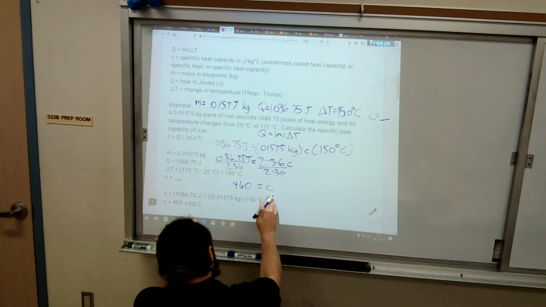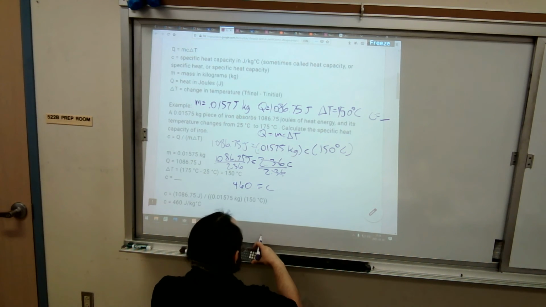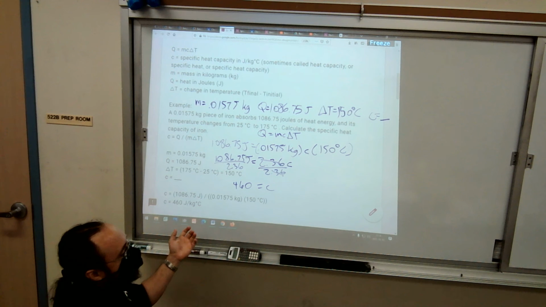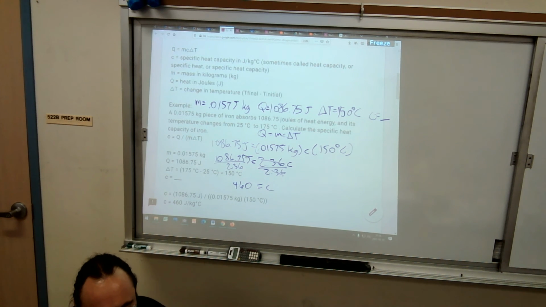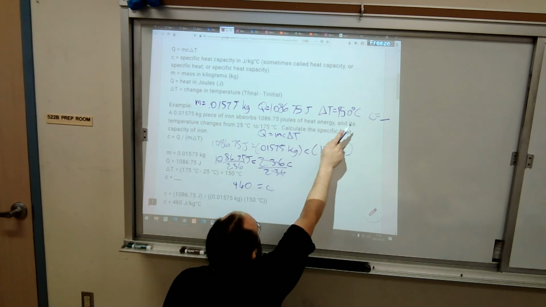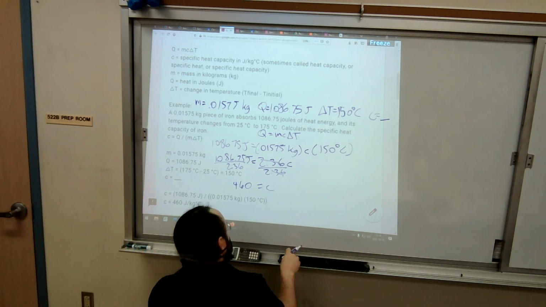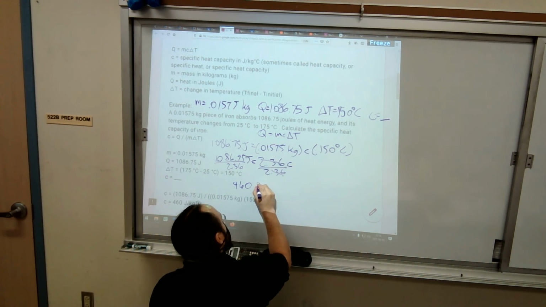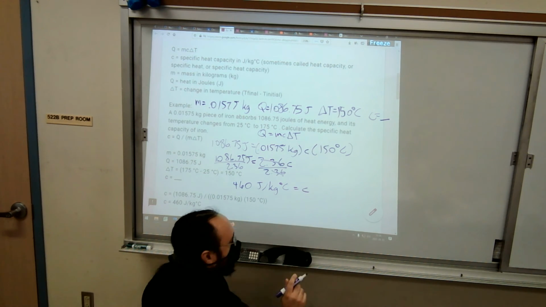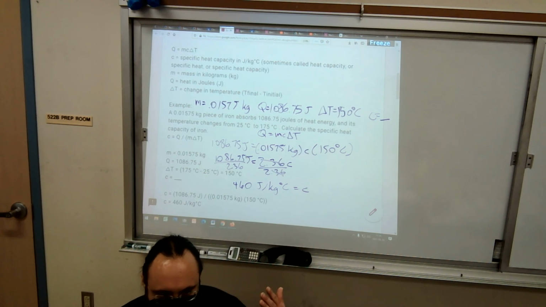And like I said, specific heat can be in joules per gram times degree Celsius, joules per kilogram times degree Celsius, calories per gram times degree Celsius, calories per kilogram times degree Celsius, so a bunch of different things. We used kilograms and joules and degrees Celsius. So this one is going to be joules per kilogram times degree Celsius. I'm not going to make you memorize the unit. I just want you to know that it can be different things.